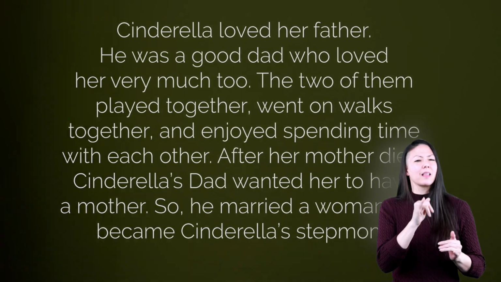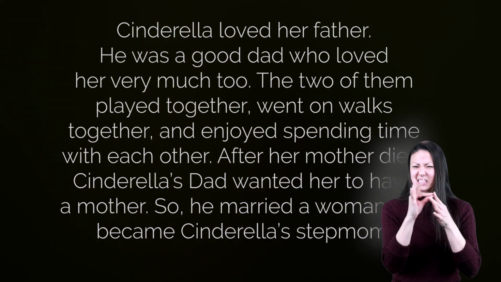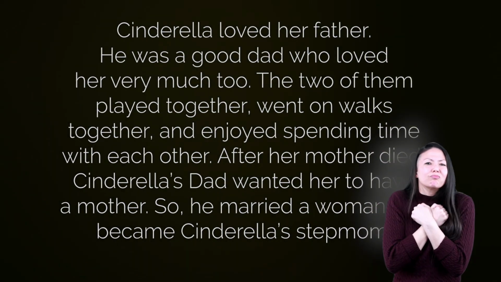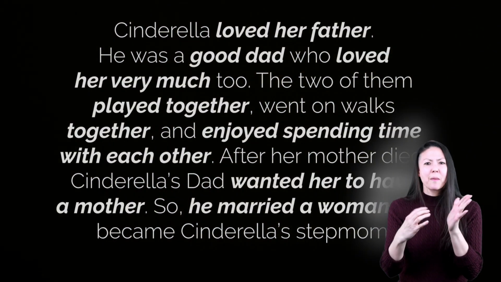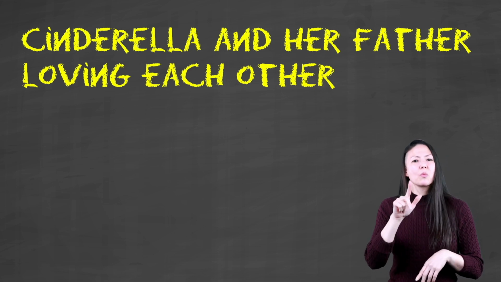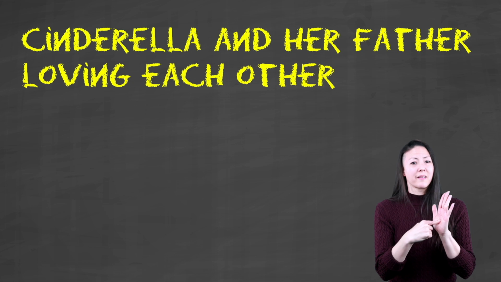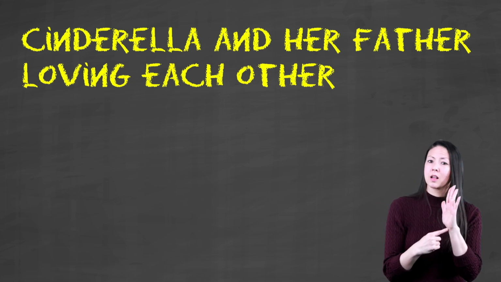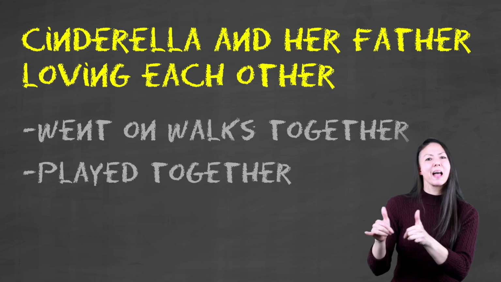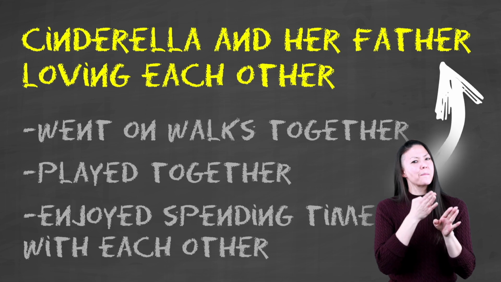What do you think the main idea of this paragraph is? Can you tell from the details in the story that Cinderella and her father loved each other? In fact, that is mostly what is talked about in this paragraph. So we can conclude that Cinderella and her father loving each other is the main idea of this paragraph. The details in the rest of the paragraph, like the two of them going on walks together, playing together, and enjoying their time together, support the main idea.